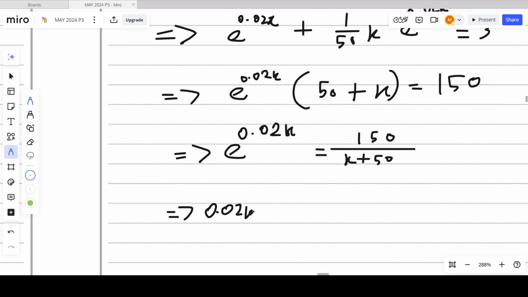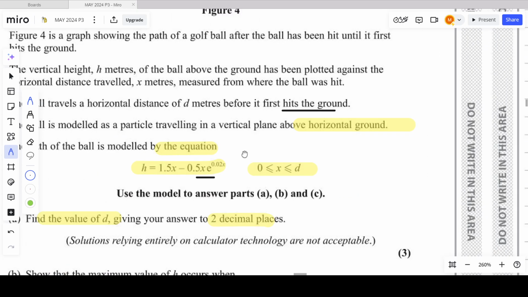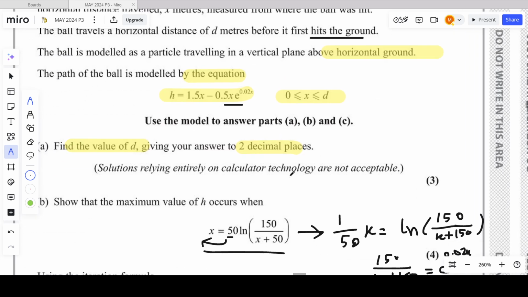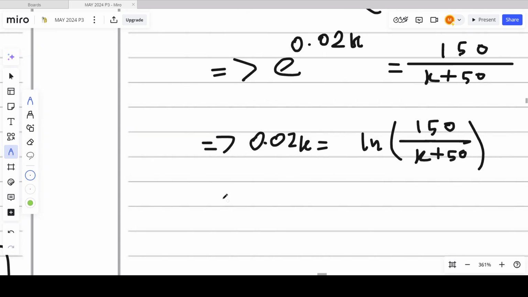0.02x equals to what? ln 150 over x plus 50, right? Now let's see whether our approach is fine or not. 150 over x plus 50.